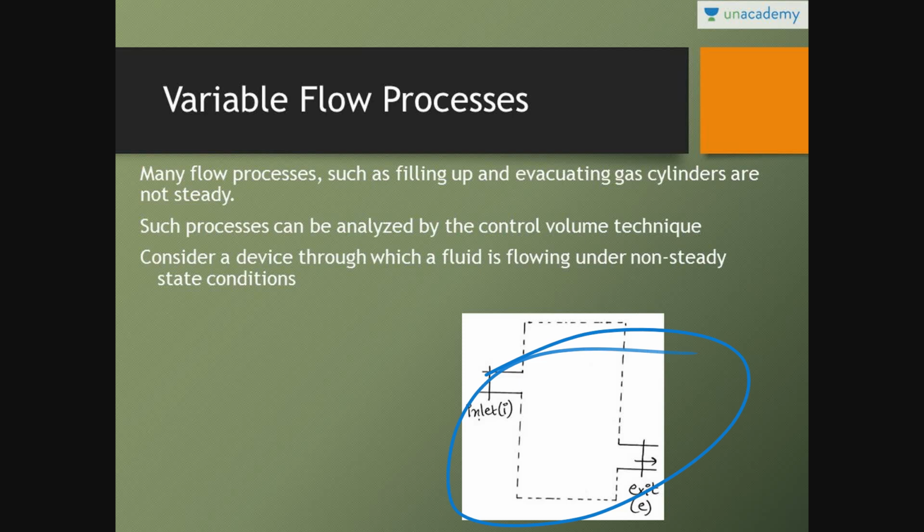One more thing you have to keep in mind: steady as well as unsteady state problems are always solved with the help of the control volume technique. This is the control volume, this is the inlet part, this is the exit part. In steady state, mass entering and leaving the system is the same, and energy entering and leaving the system is the same. But in unsteady state, there is accumulation of mass as well as energy inside the control volume.